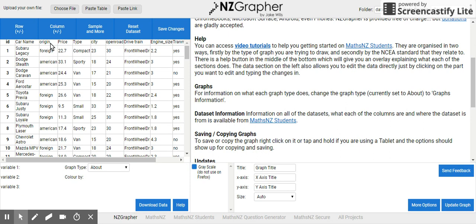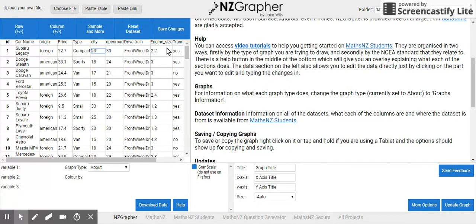Anyway, so let's see. Car name. Where does it come from? An overseas country, I'm sure it comes from Japan anyway. The price of the car, I'm guessing, is $22,700. I don't know if it's US or NZ. Compact car. City. Oh, okay. So this is how much mileage you can get, I think per gallon. I don't think this will be per liter, otherwise the car is way too economical. By the way, you can Google how many liters in a gallon.